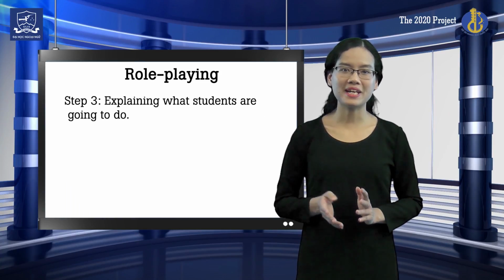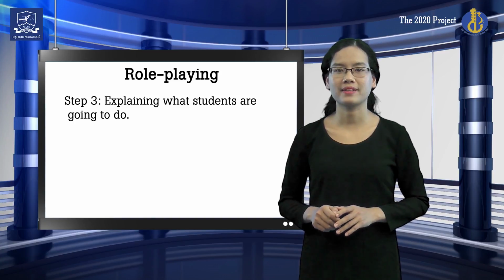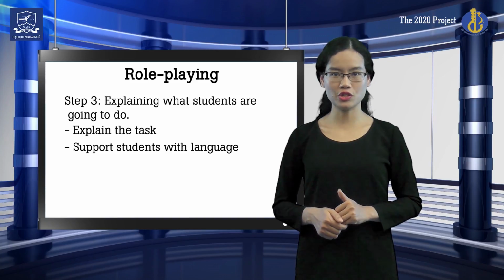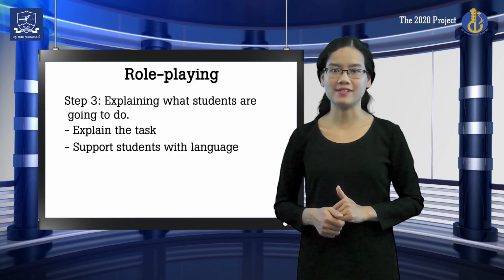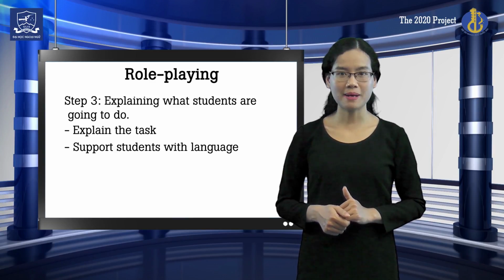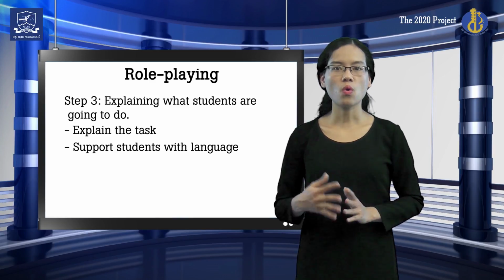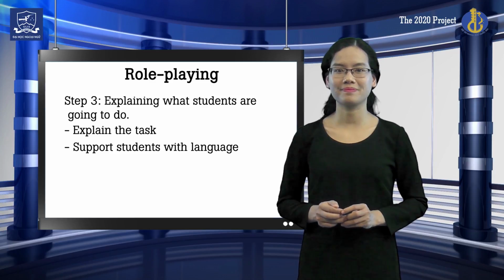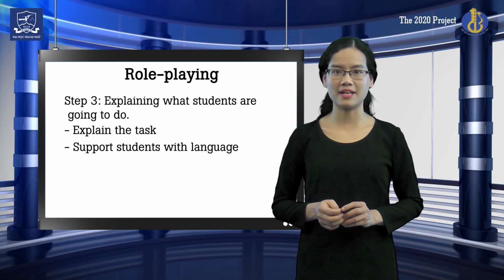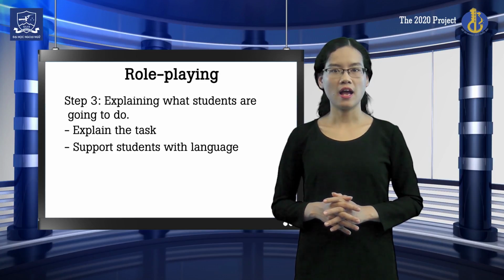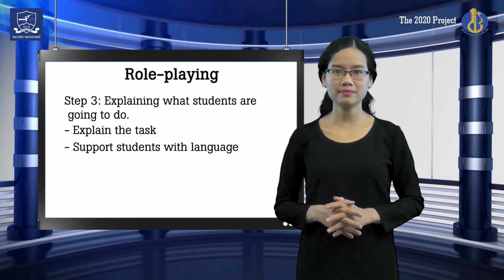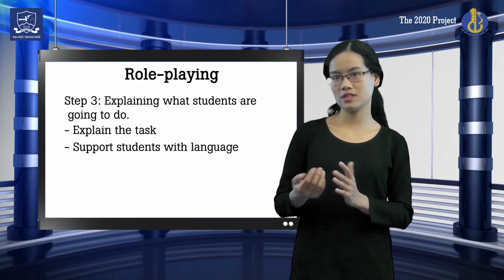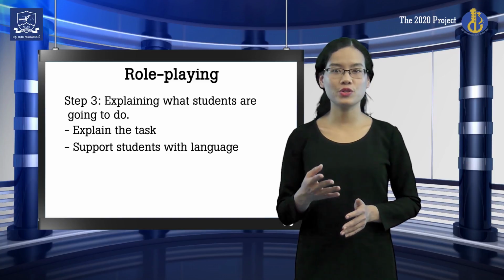Step 3. Explaining what students are going to do. At this stage, the teacher explains in detail what students are going to do, what sentences or questions they should use. For example, the teacher might say, "What does the shopkeeper say?" Student answers, "Can I help you?" "What else does the shopkeeper say?" Student may answer, "How much do you want?" "What does the customer say?" Student may answer, "I want," "I need," or "Do you have any?"